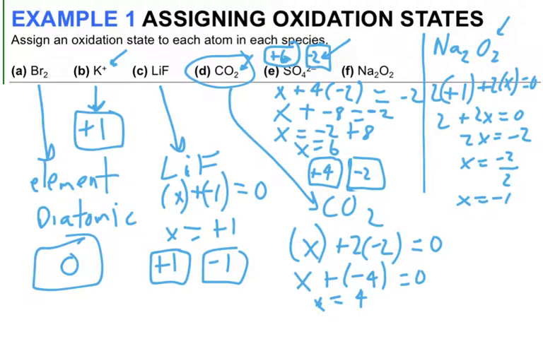So you'll notice that the sodium in this problem has a +1 charge. Each sodium is +1, and we just found algebraically that each oxygen is -1. And again, that's because it's a peroxide.